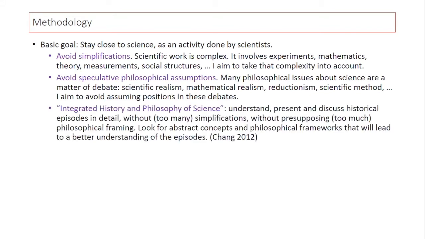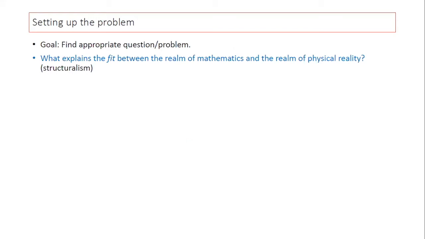So now I said what I do not want to do. What do I want to do? Well, that would be something like integrated history and philosophy of science, which can mean to try and understand, present, and discuss historical episodes in detail without too many simplifications and without presupposing too much philosophical framing. Of course, this can't be completely avoided, but we can try. And then look for abstract concepts and philosophical frameworks that lead to a better understanding of the episodes. Now, what is the problem of the role of mathematics in science?